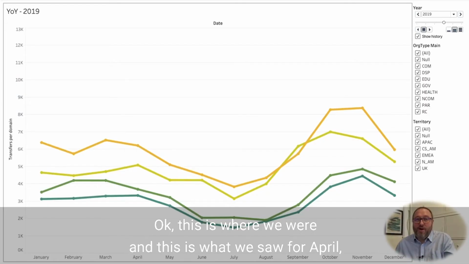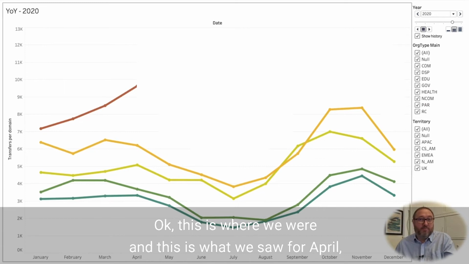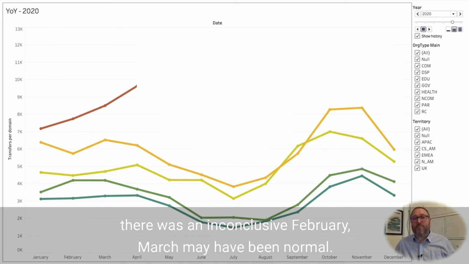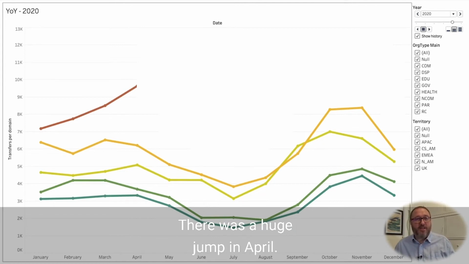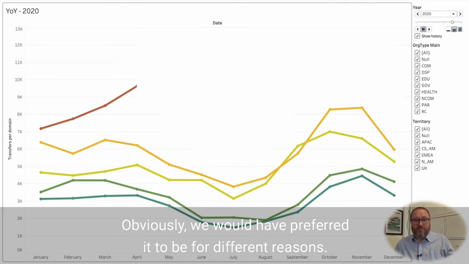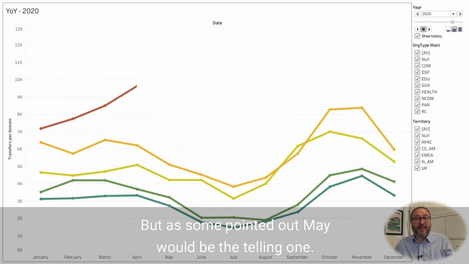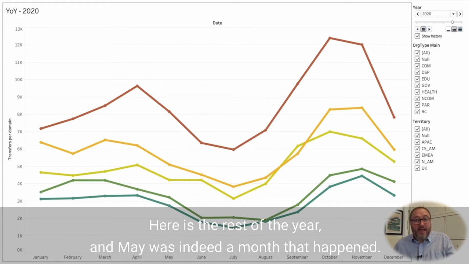Okay, this is where we were, and this is what we saw for April. It was an inconclusive February. March may have been normal. There was a huge jump in April. Obviously, we would have all preferred it to be for different reasons, but as some among us pointed out, May would be the telling one. Here's the rest of the year, and May was indeed a month that happened.